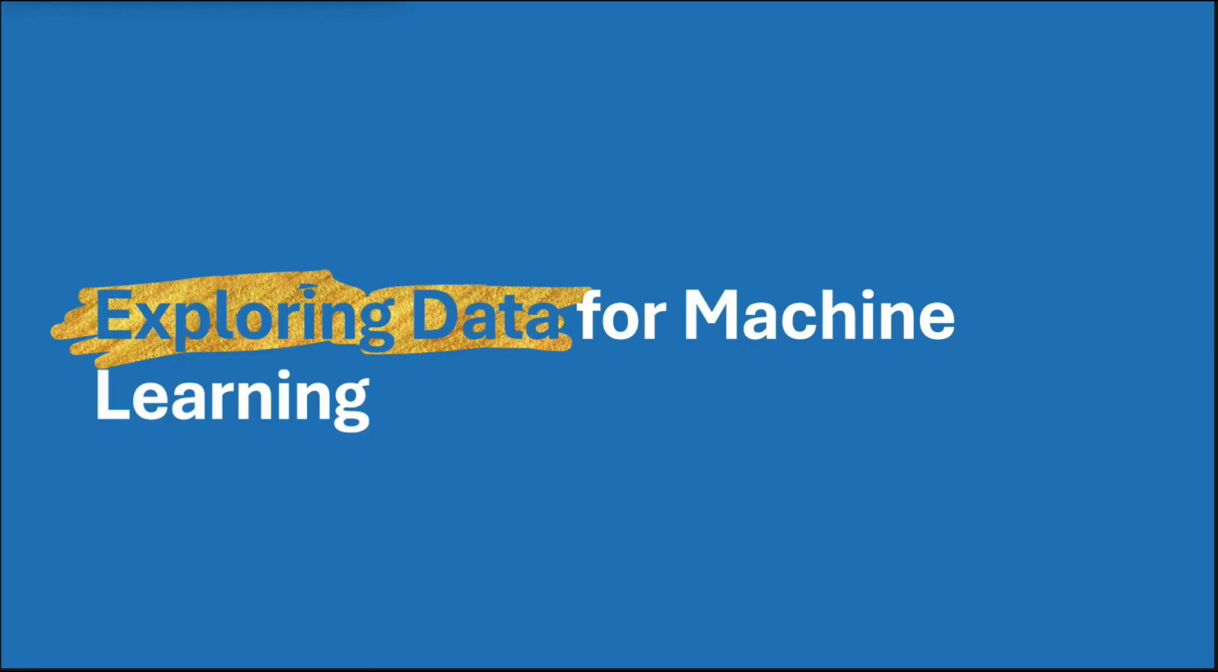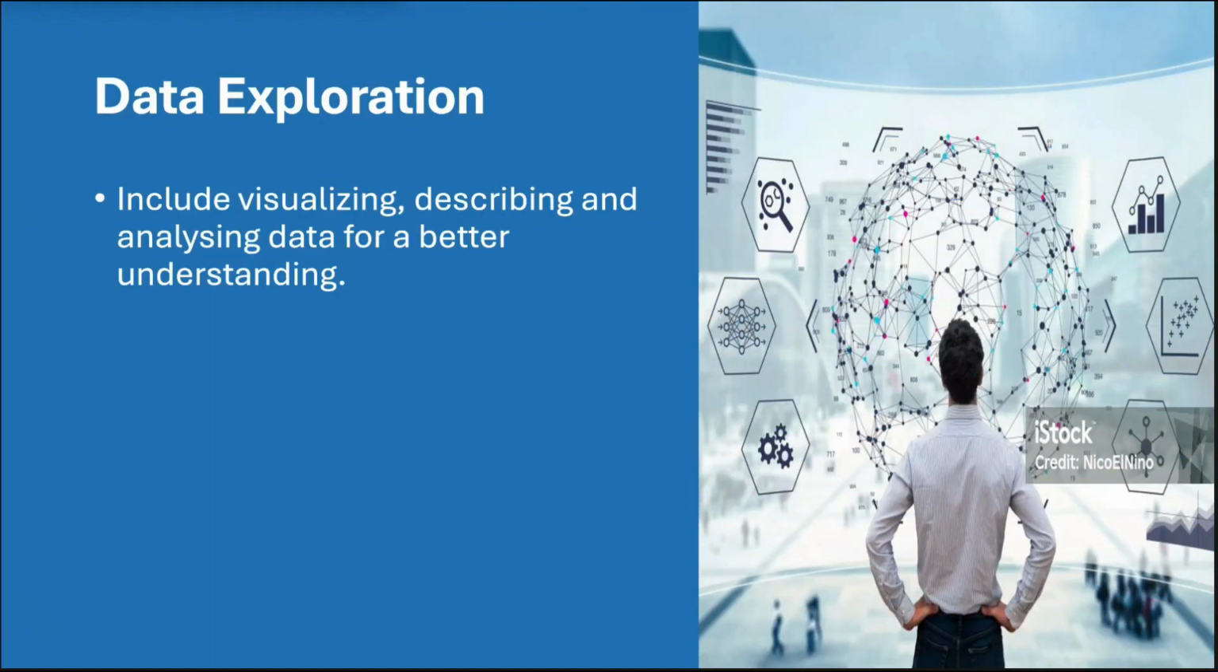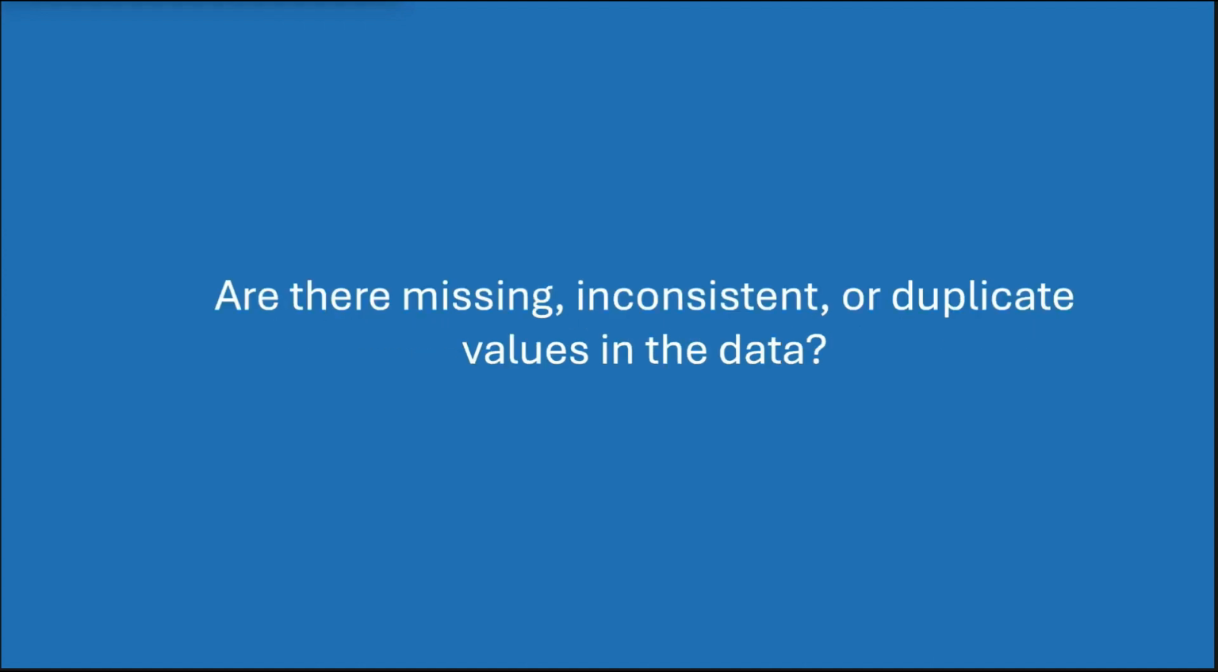Today, we'll dive into the second step of the machine learning process, which is data exploration. Data exploration involves describing, visualizing, and analyzing data to understand it better. This stage helps us answer questions like the number of rows and columns in the data, the type of data we have, and whether there are missing, inconsistent, or duplicated values.